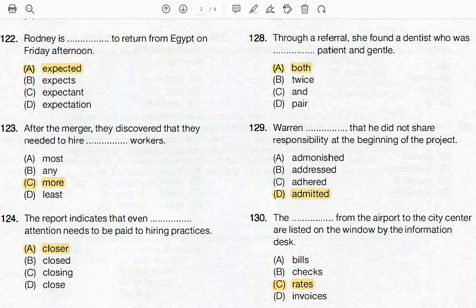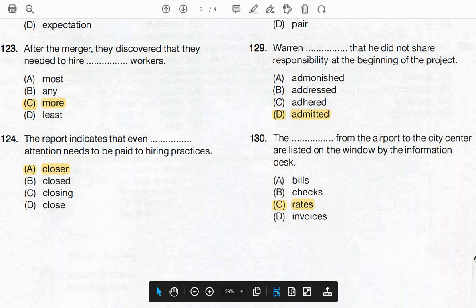So the next is, through a referral, she found a dentist who was both patient and gentle. Option A, both, is a determiner that introduces the two features of the dentist, patient and gentle. B option, twice, is an adverb. C option, and, is a conjunction. And D option, pair, is a noun or verb.